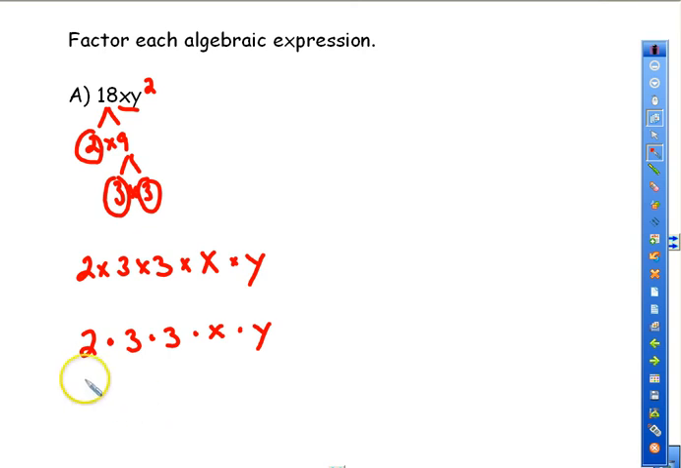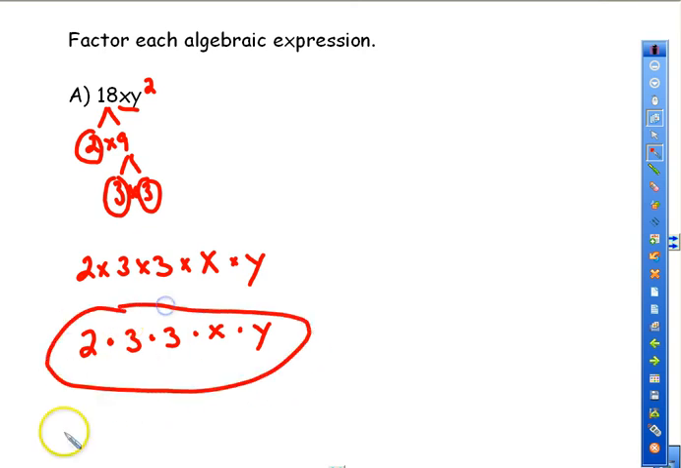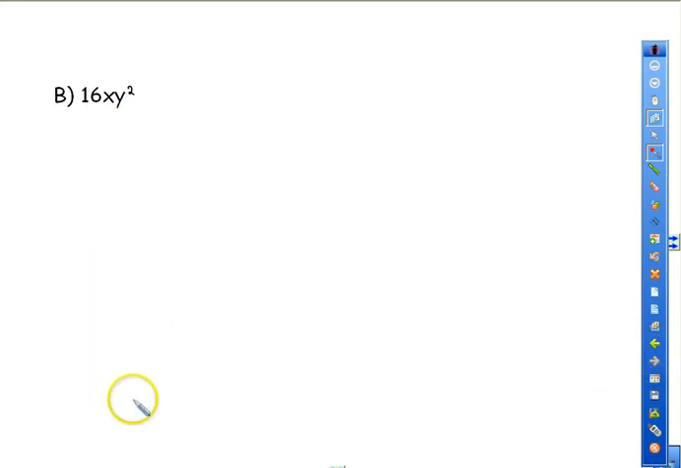Okay, so this is your answer right here, and you can put this as an exponent. I think on these they recommend that you just list them all out. Go ahead and hit pause and solve this problem.